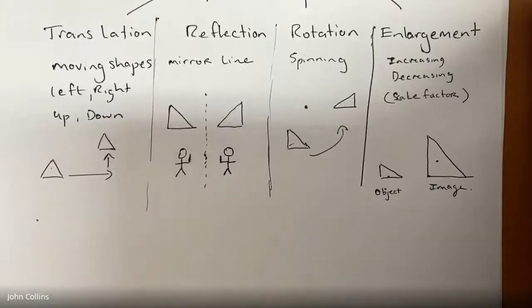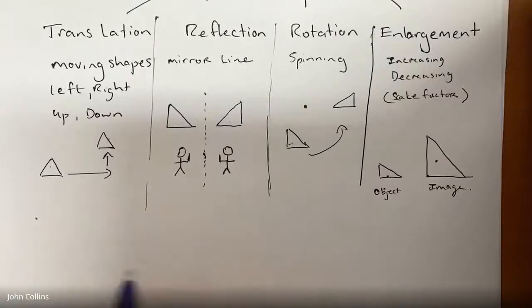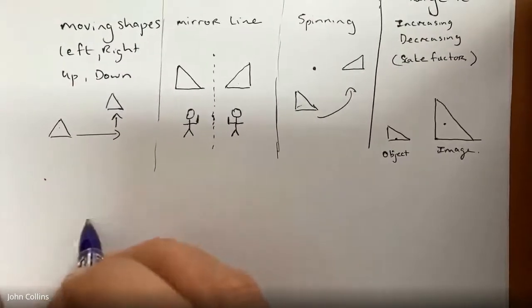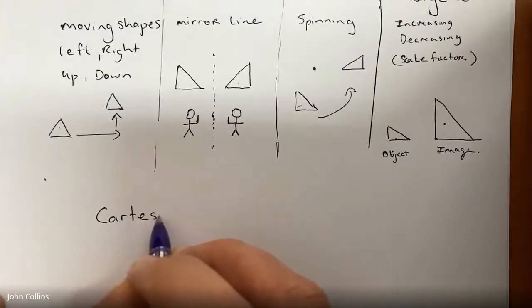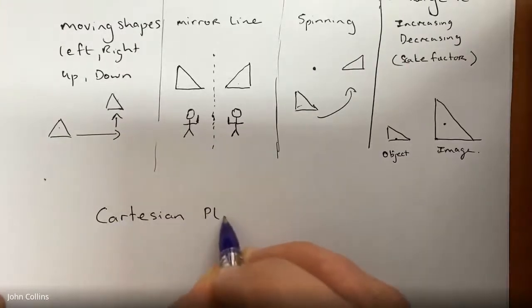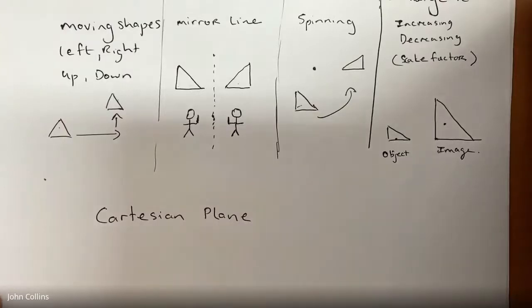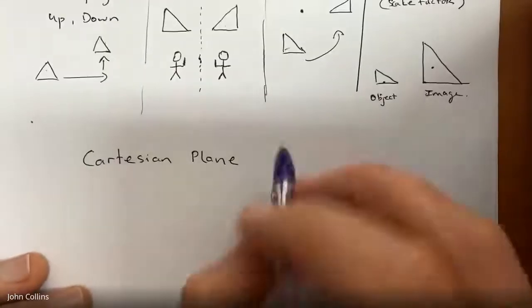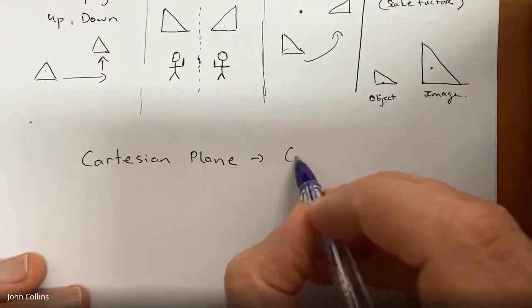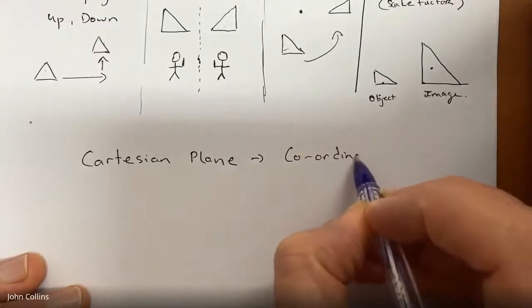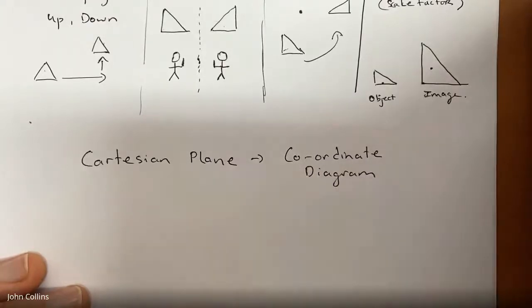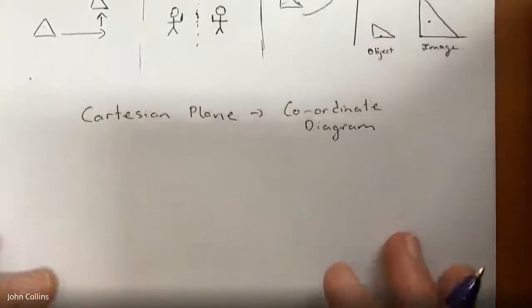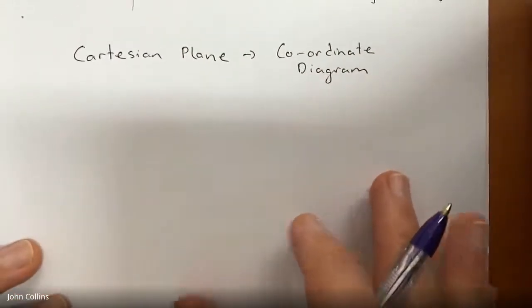All right, the next thing we're going to look at is the Cartesian plane. Now, you almost certainly have done this before, and perhaps it's called a different name when you did it. Some people call it a coordinate diagram, or an XY axis or something like that. It's where the two number lines meet, and we can use them to form coordinates.